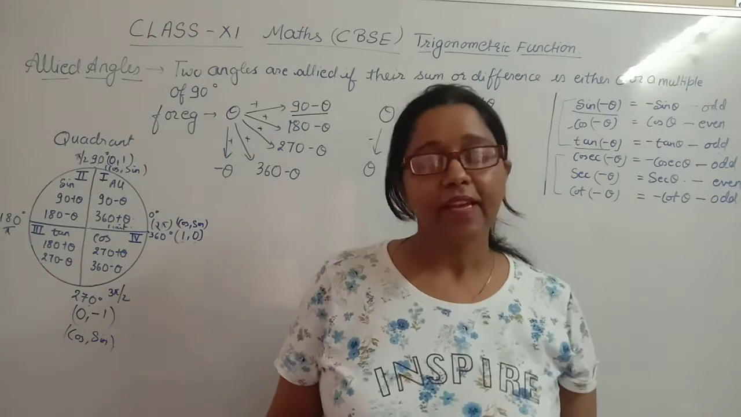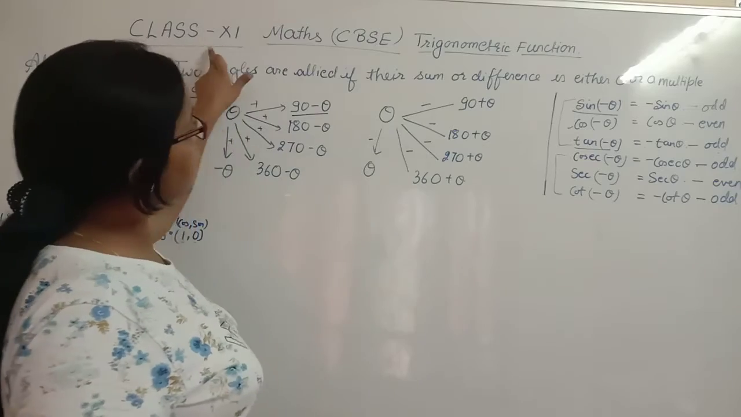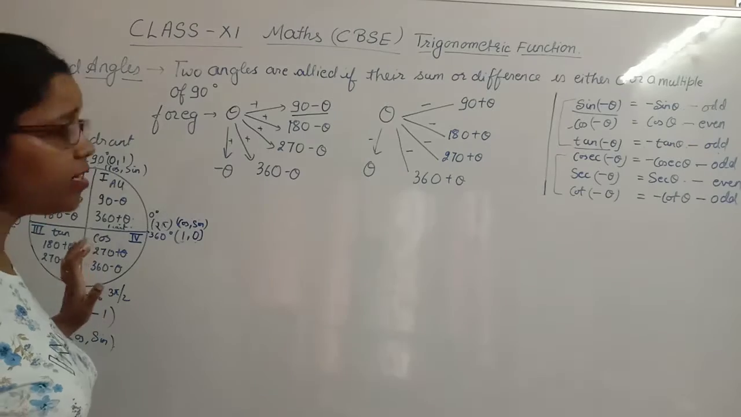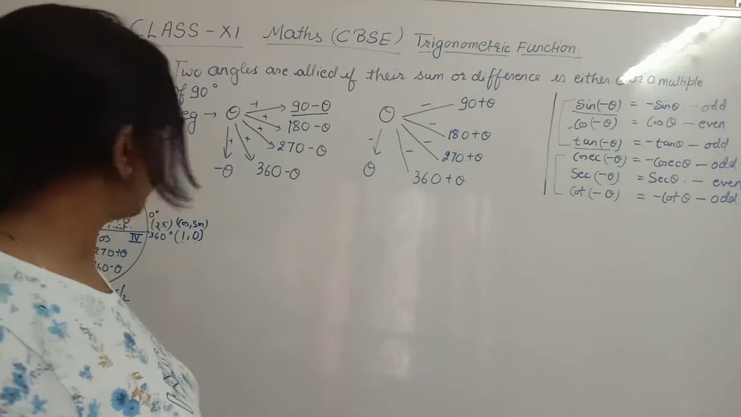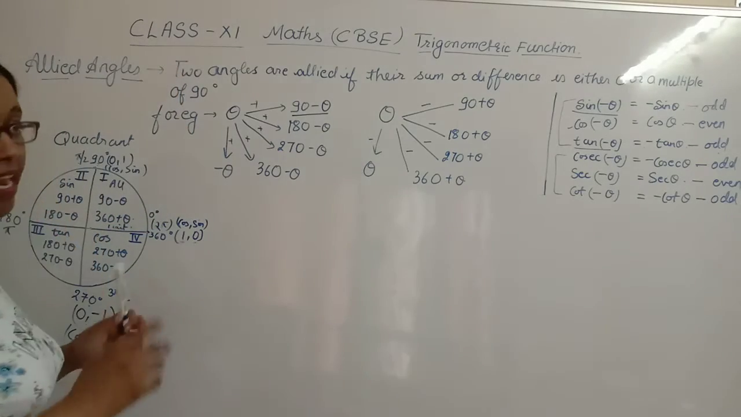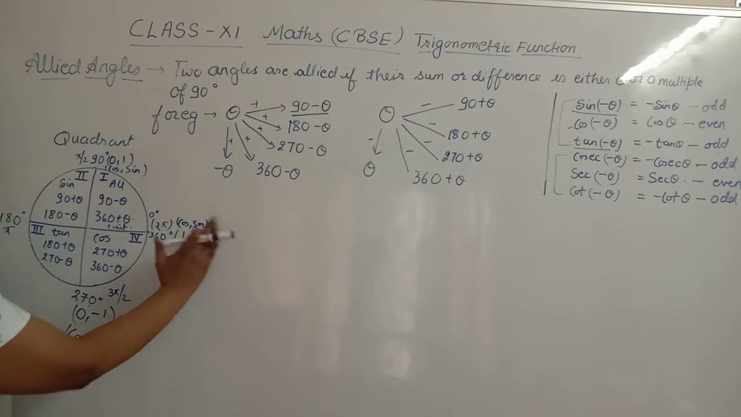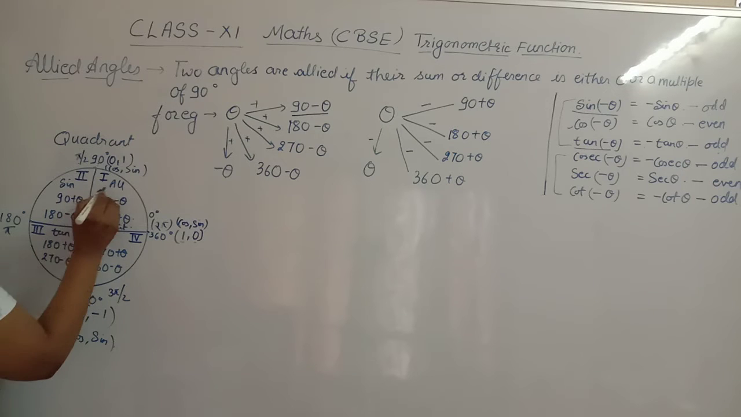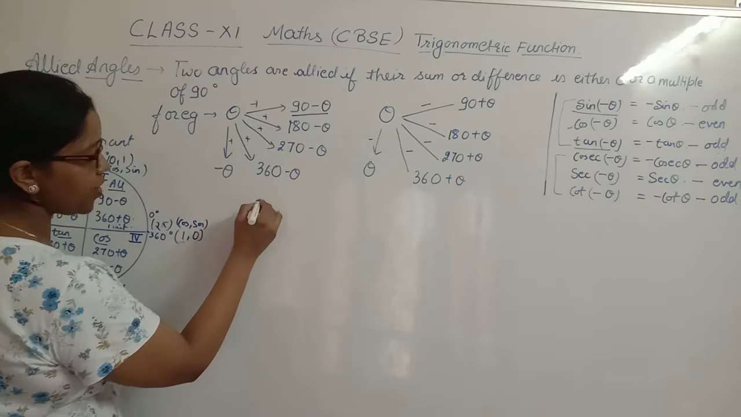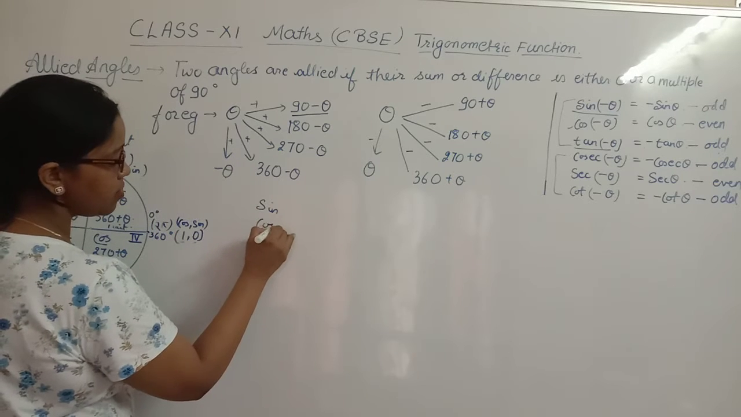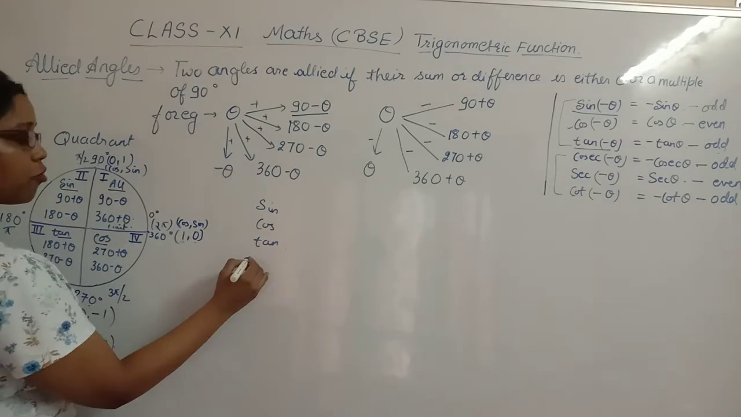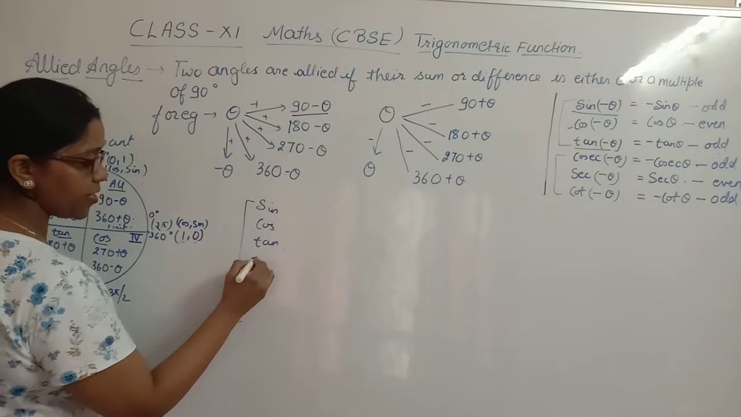Hi everyone. In the last video of class 11th trigonometric functions, we studied the unit circle and the allied angles. Now we will see how to find the values. So coming back to this quadrant unit circle, here you can see I have written all, sine, tan, cos. Three main trigonometric functions: sine, cos and tan. Clear? And all stands for all the six trigonometric functions.